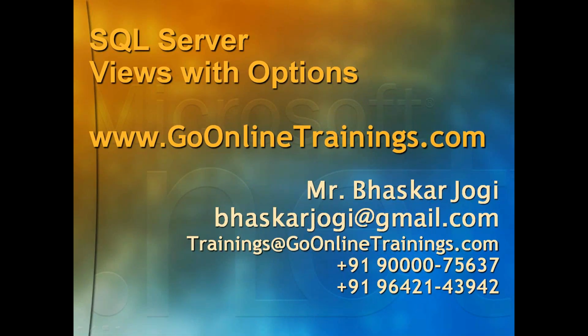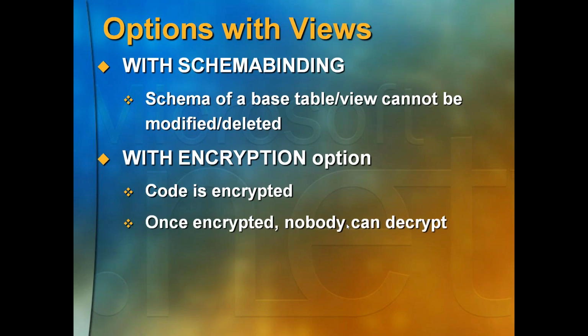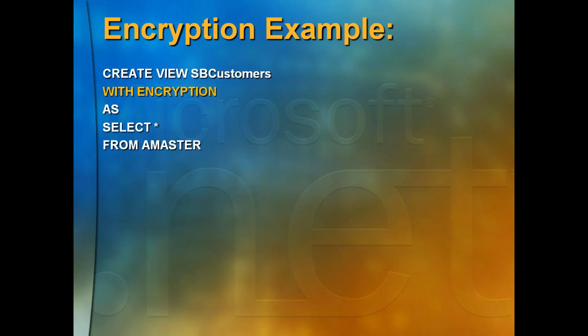The next option, let us talk about with encryption. With encryption means once you encrypt the code, nobody can decrypt it. Why is the code encrypted? Nobody can see anything. A hacker also cannot see the code. Once encrypted, no one can decrypt it, including Bill Gates or Satya Nadella, who is the CEO of Microsoft. Nobody knows how to decrypt the code. Clear? Once you encrypt it, you cannot read the code at all. Create view SB_Customers with encryption. If you write like this, I cannot see the code at all.